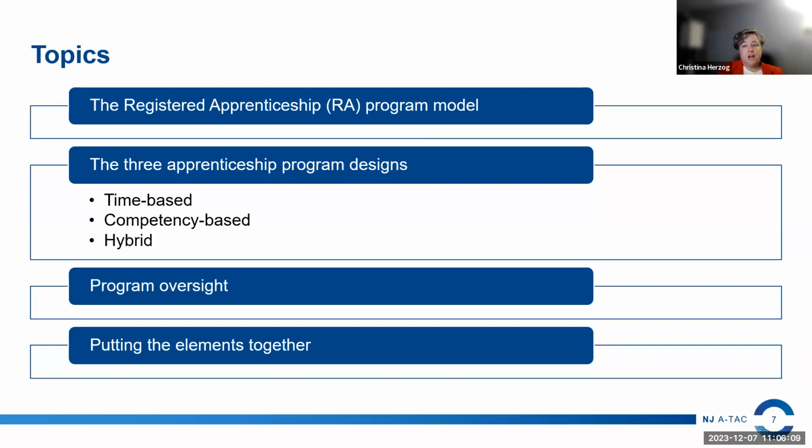In the session, we're going to cover the 7 elements of registered apprenticeship program model. We're going to explore those 3 types of program design and discuss program oversight and the role of sponsors. And then finally, we're going to take a look at how these elements show up in programs that are currently in operation in New Jersey.